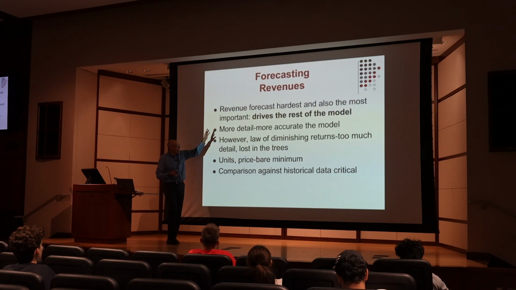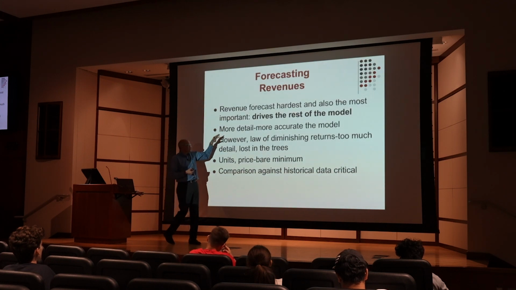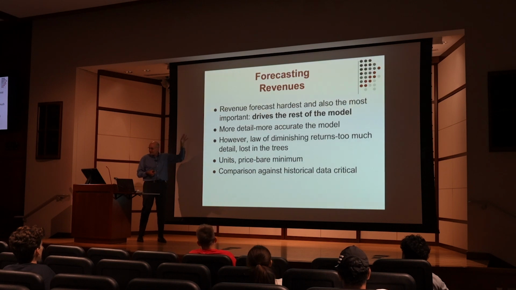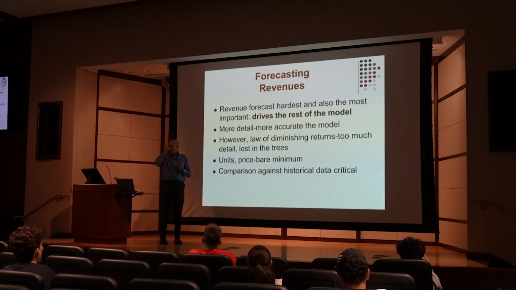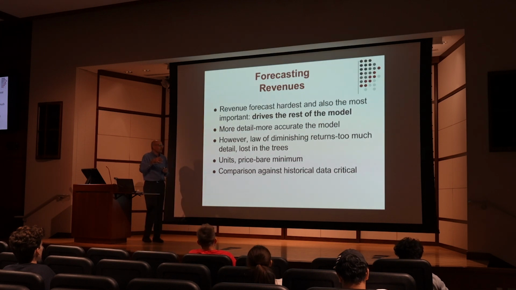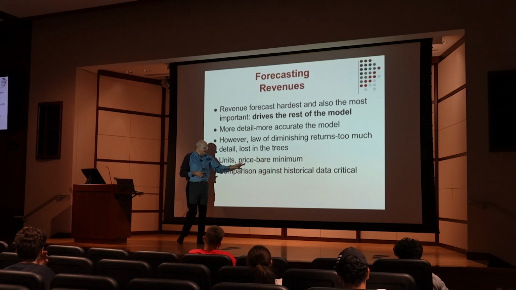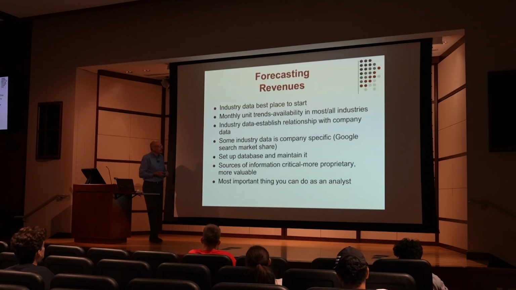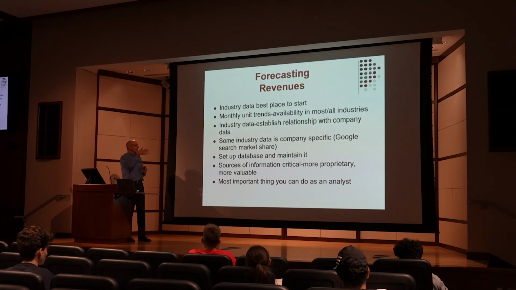The revenue forecast is by far the hardest and also the most important. It drives the rest of our model. And this is what those of you who are taking Core, as they taught modeling, teach you, right? You start with the revenue forecast, and it populates the rest of the model for you, right? The more detailed, the more accurate the model. However, there's a law of diminishing returns. At a bare minimum, we should, if we can, have units and price and compare these against historic data, right? Industry data is the best place to start.